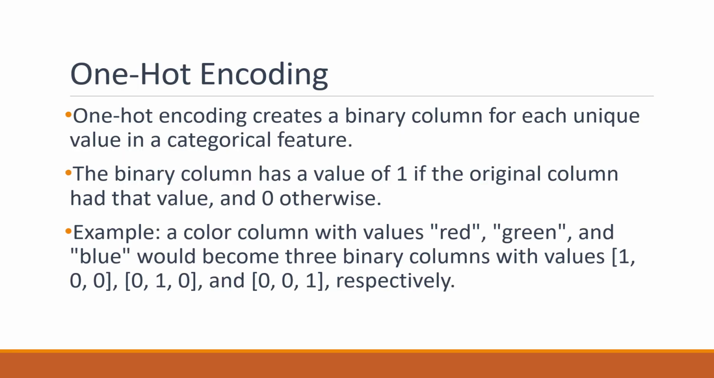One other technique for processing categorical features is one-hot encoding. One-hot encoding is a technique for converting categorical features into binary columns. A binary column is created for each unique value in the categorical feature. For example, if we have a color column with values red, green, and blue, we can create 3 binary columns with values 1, 0, 0; 0, 1, 0; and 0, 0, 1, respectively. Each binary column indicates whether the original column had that value or not.